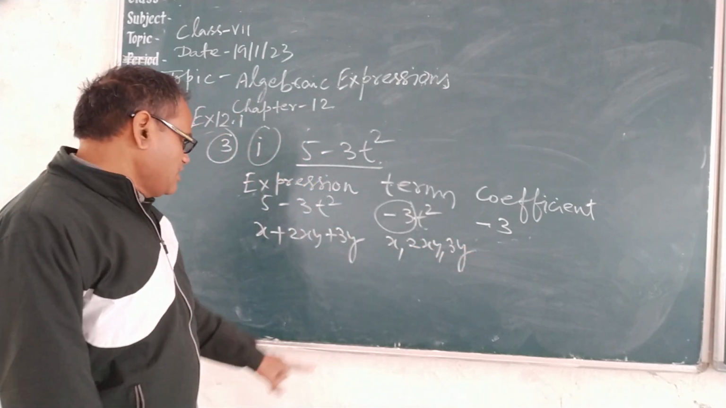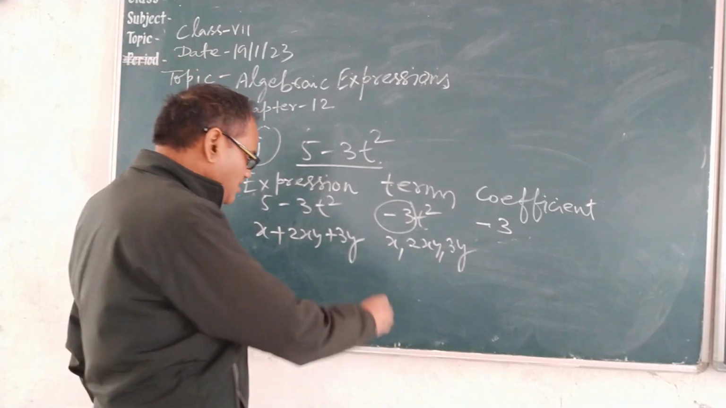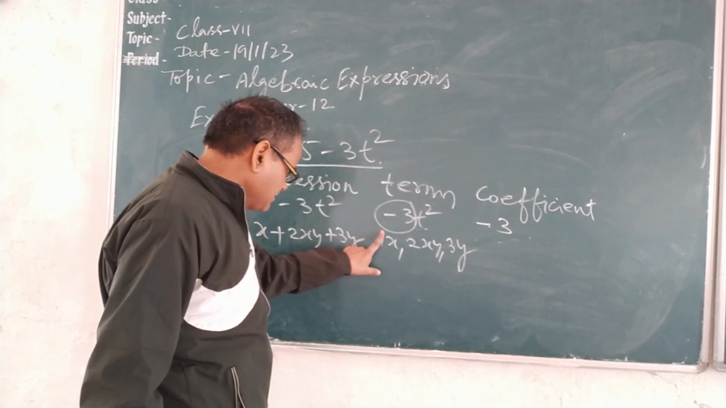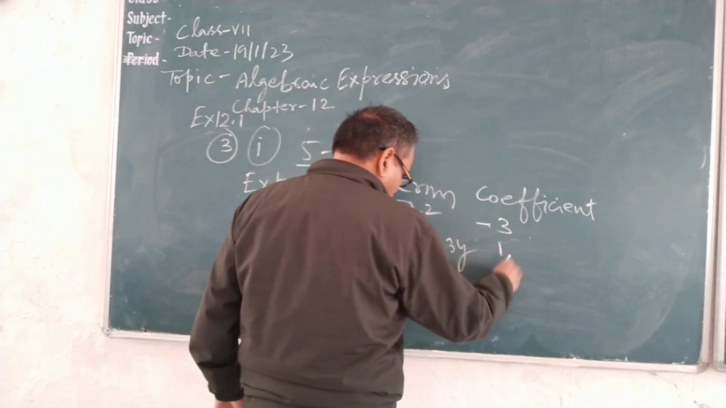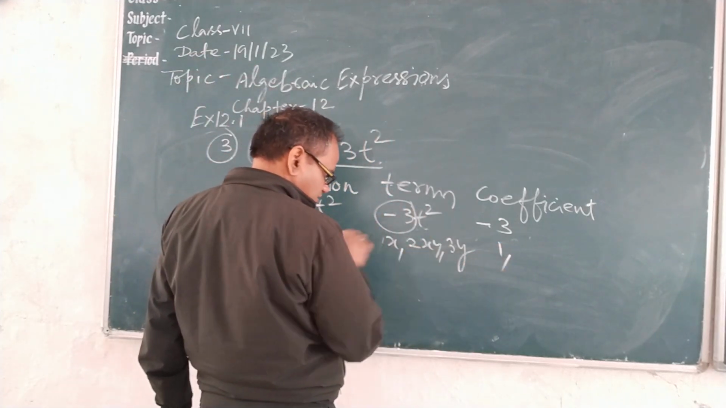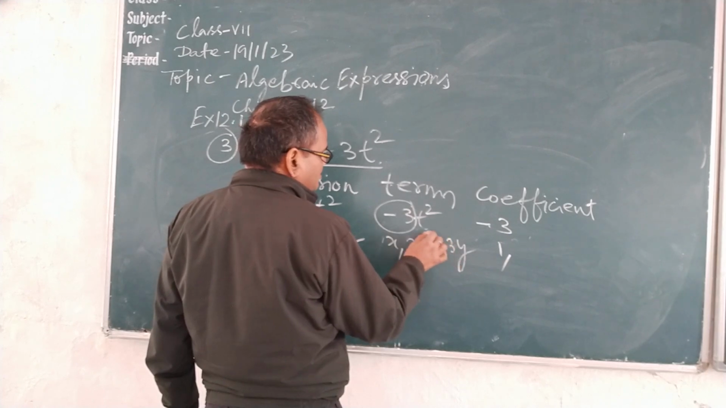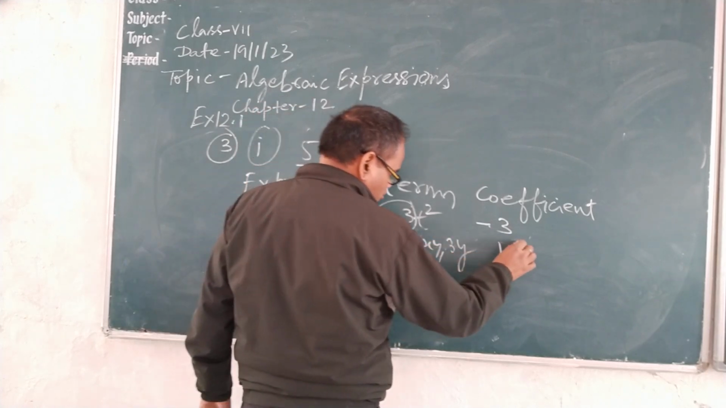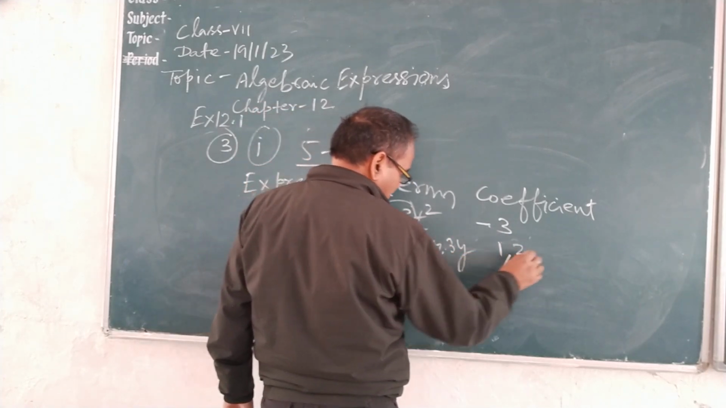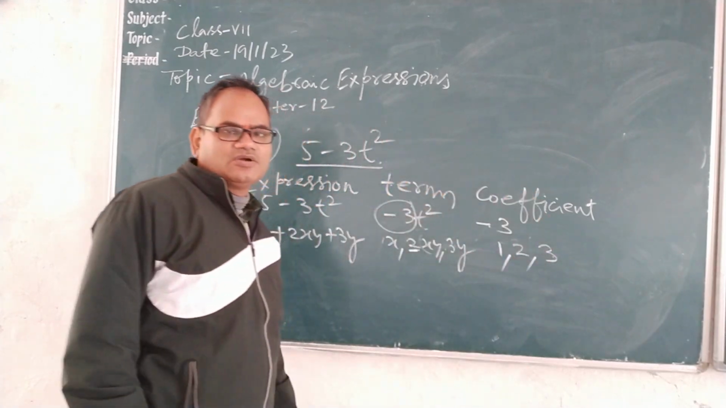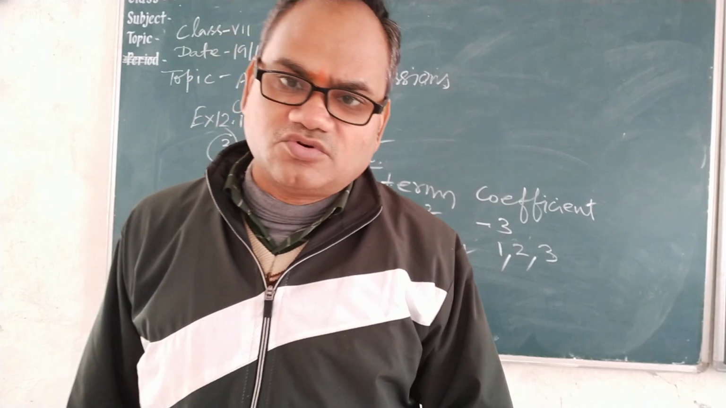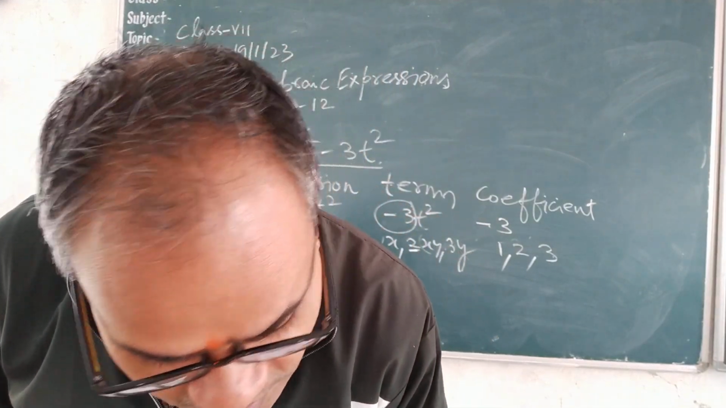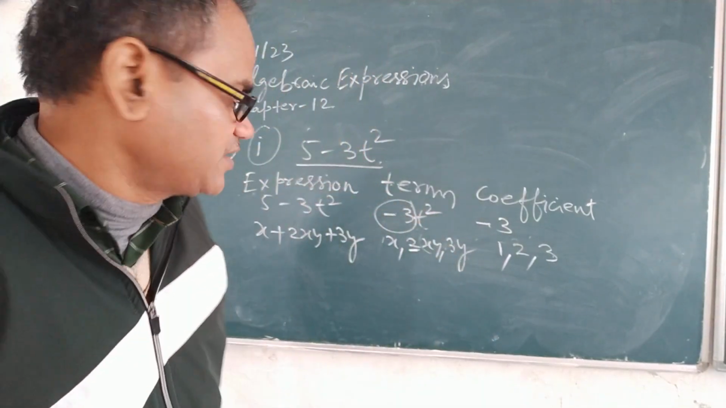Now, what is the coefficient of x? Coefficient of x is 1. If nothing is given, you can consider this is 1. So 1, comma. What is the coefficient of 2xy? Coefficient of 2xy is only 2. And what is the coefficient of 3y? That is 3. 1, comma, 2, comma, 3. Okay? In the same way, you can do all the questions of question number 3. Now, question number 4. Look here.